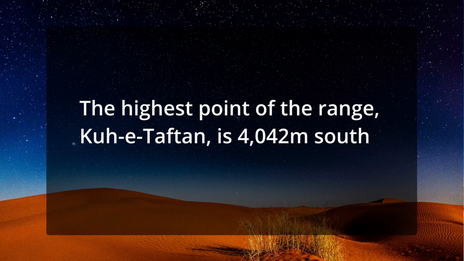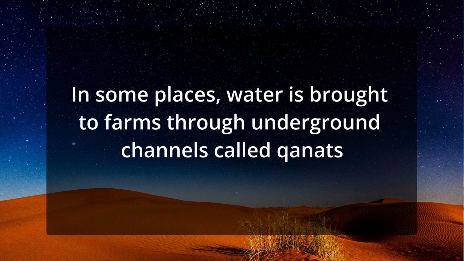The eastern rampart is made up of parallel but broken ranges and is in the middle of Iran. The highest point of the range, Kohi-Taftan, is 4,042 meters, south, where Iran, Afghanistan, and Pakistan meet. People from semi-nomadic tribes who graze their animals on the higher slopes above 1,500 meters make up the small population. In some places, water is brought to farms through underground channels called canals.